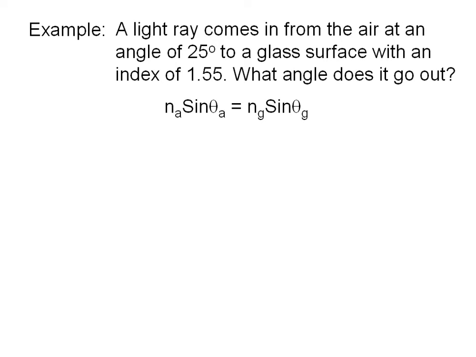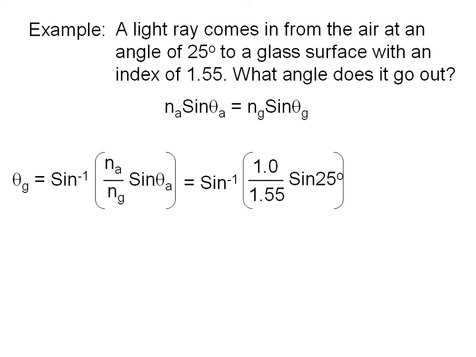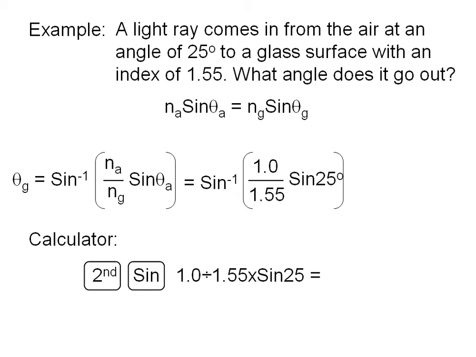We're going to divide both sides by N for the glass, and then to find the angle you have to do the inverse sine. So our equation will look like this. Now our N is 1.0. You have to have that memorized, and 1.55 on the bottom, and 25 degrees looks like this. To calculate on your calculator the inverse sine, you're going to be hitting the second button first and then the sine.